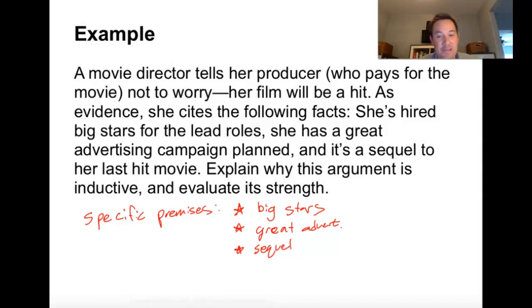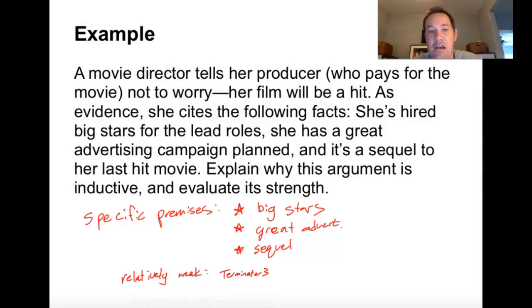Now, to talk about the strength of this argument, I think it's relatively weak because you can find plenty of examples of movies that had all of this, but bombed. I'm trying to think of one off the top of my head. Terminator 3. It was horrible. Yeah, any counterexample in an inductive argument renders that argument false.